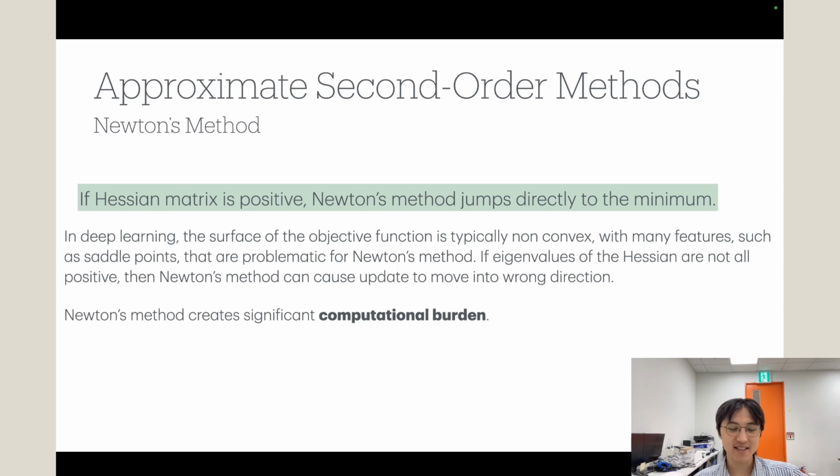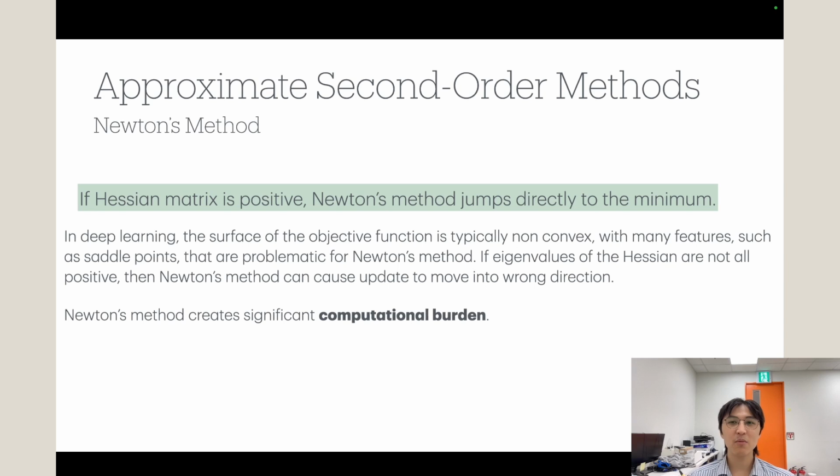But in reality, deep learning is non-convex, and in non-convex there are many saddle points, and not always does the Hessian matrix have positive eigenvalues. Usually the Hessian matrix has both positive and negative values, which makes Newton's method bad for deep learning, because Newton's method can cause the update to move in the wrong direction, which we don't want. However, we can solve this kind of problem by using some kind of iteration or by using some kind of regularization terms.